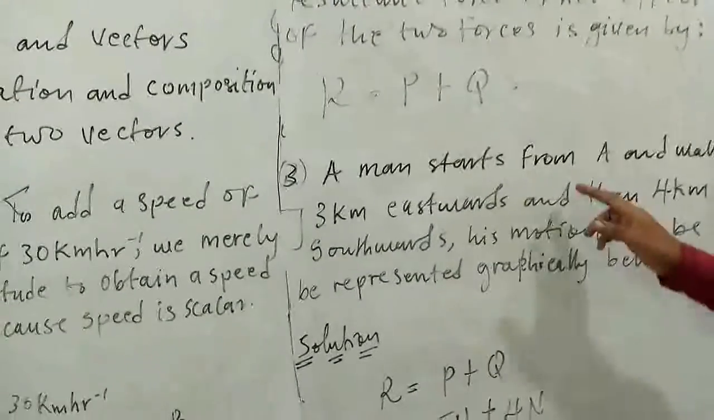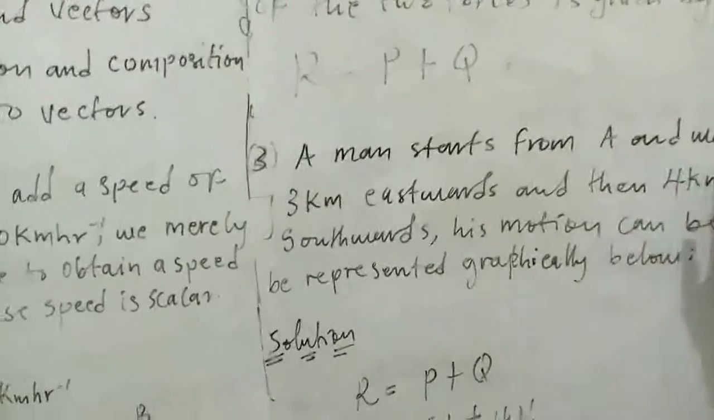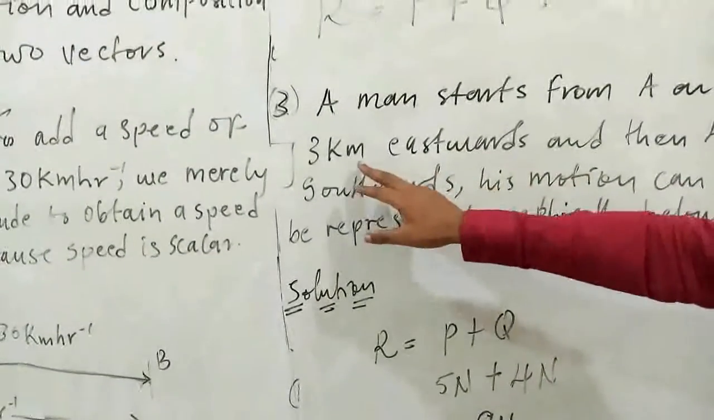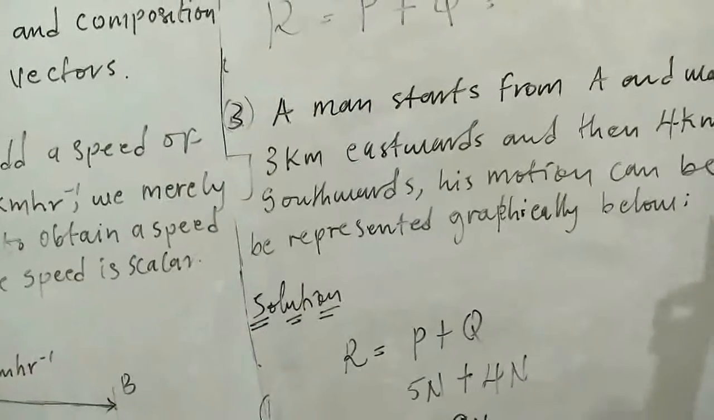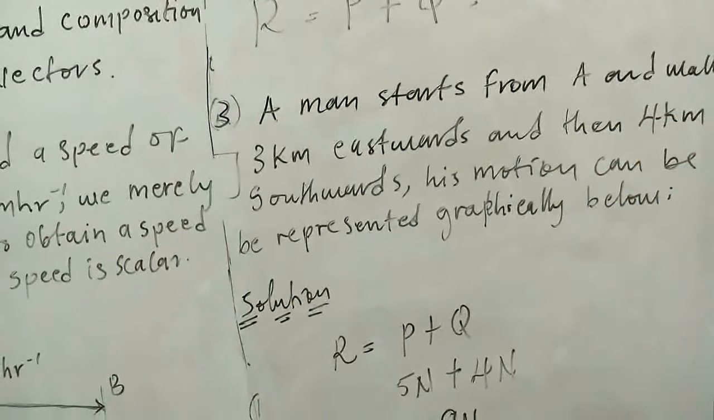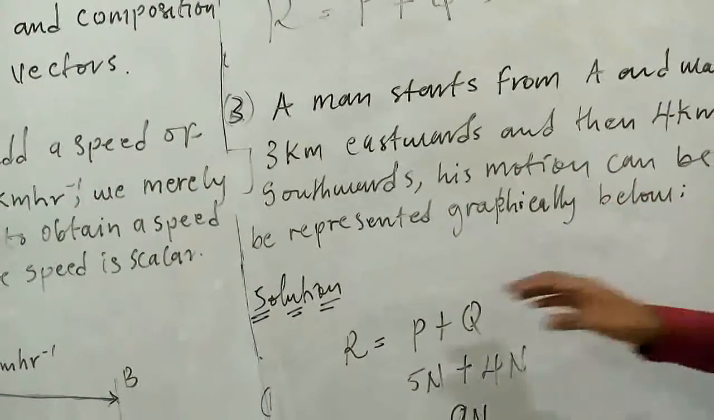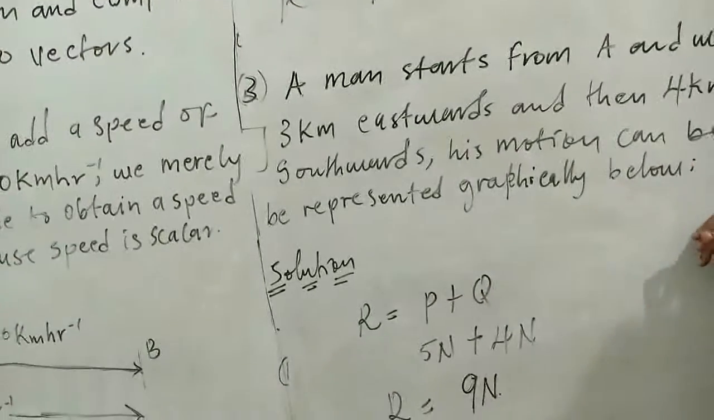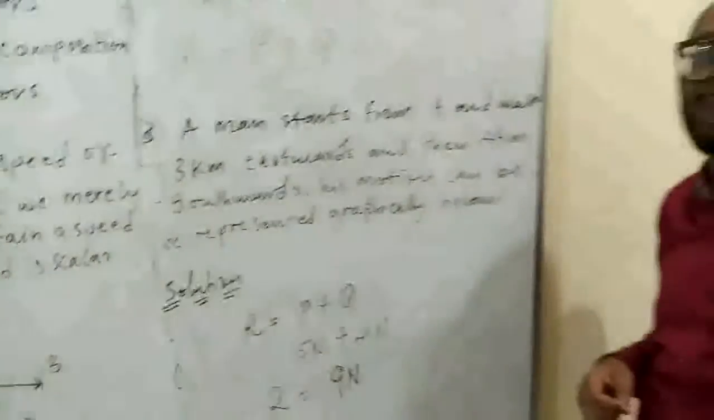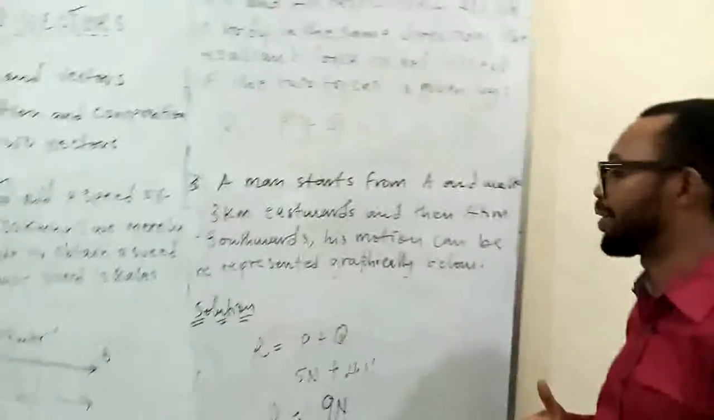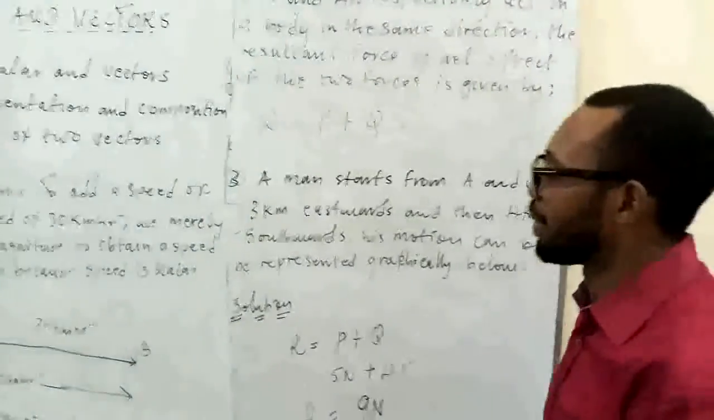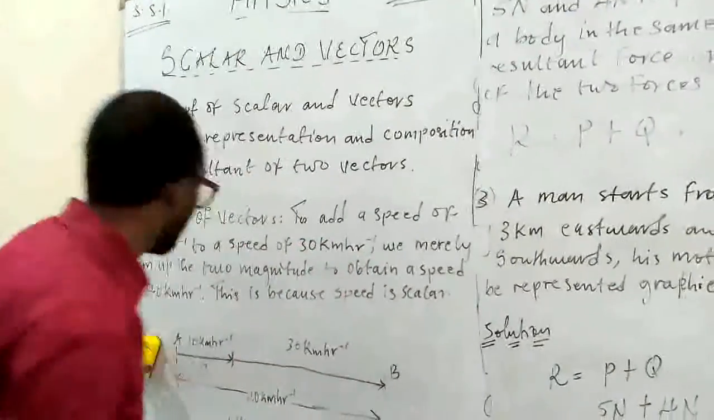A man starts from A and walks 3 kilometers eastwards and then 4 kilometers southwards. His motion can be represented graphically below. How do you represent this motion? Do I give you a time to sketch it out? Well, I don't think so. Let's do it together. Let's use this side of the board.